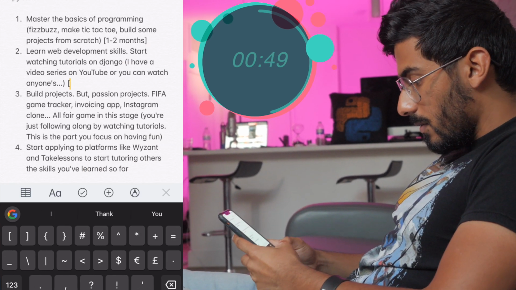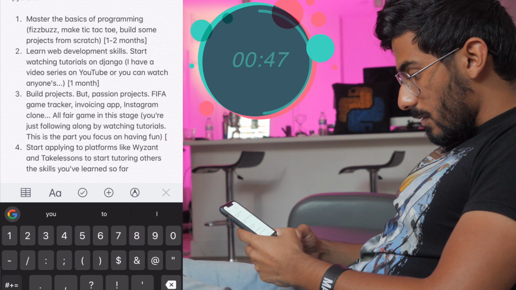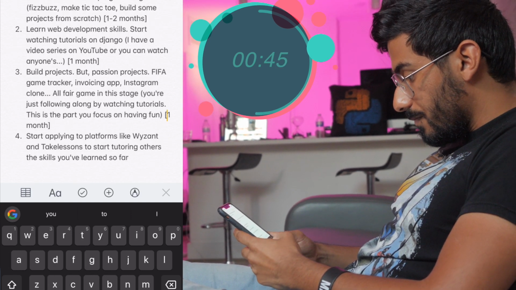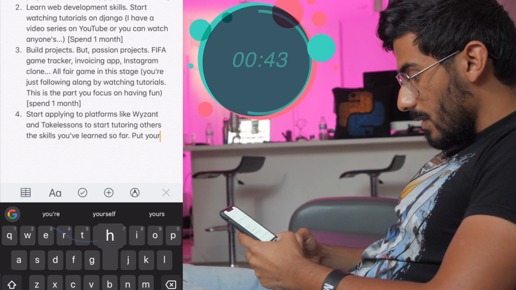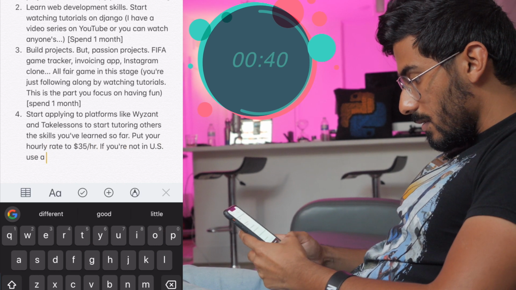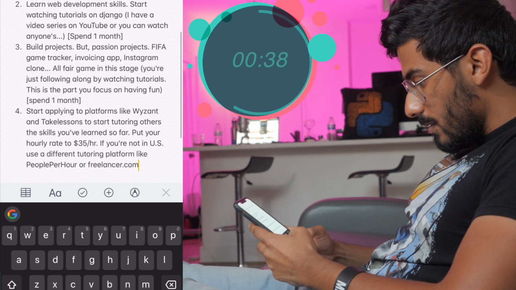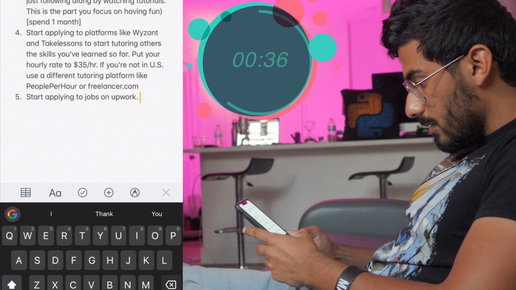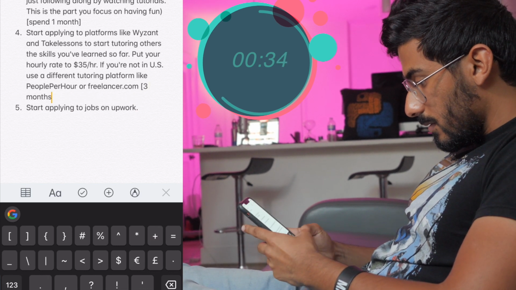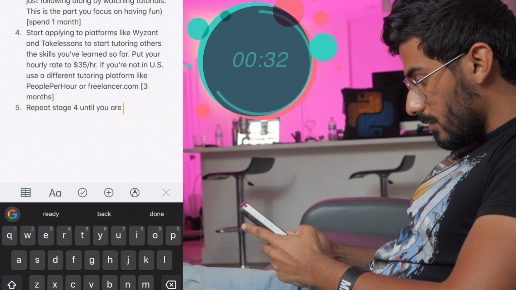you have learned. First stage is going to take you 1 to 2 months. The second stage is going to take you 1 month. The third stage is going to take you another month. We're looking at about 3 months total, if not more. Put your hourly rate at $35 an hour. If you're not in the US, use a different tutoring platform like PeoplePerHour or Freelancer.com. Oh, and that stage is going to take you 3 months.